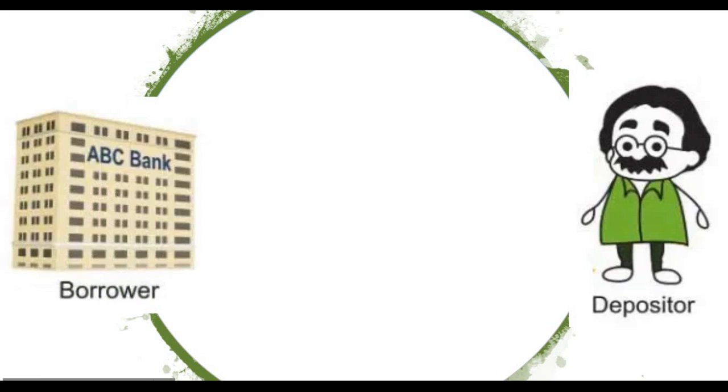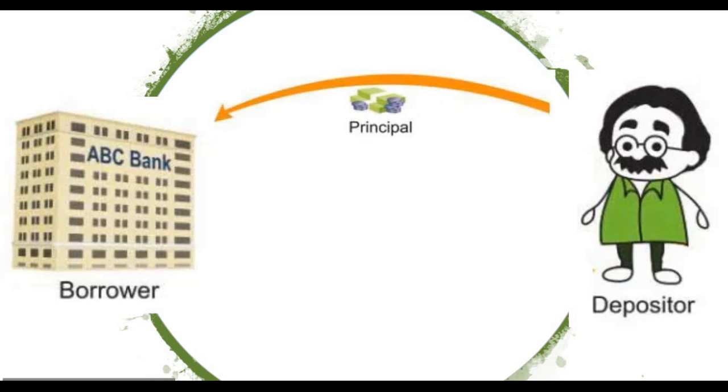Mr. Sharma, he is having some amount in his hand. He is going to deposit that much of amount to a bank, ABC Bank. So, Mr. Sharma is the depositor. He deposited the amount in the bank. The amount he deposited in the bank, it is called the principal amount. It is the amount we are starting with.